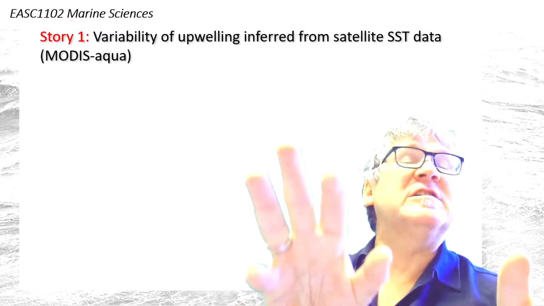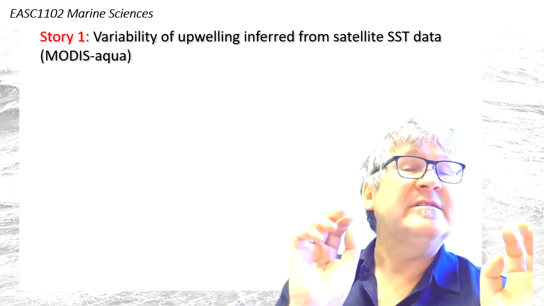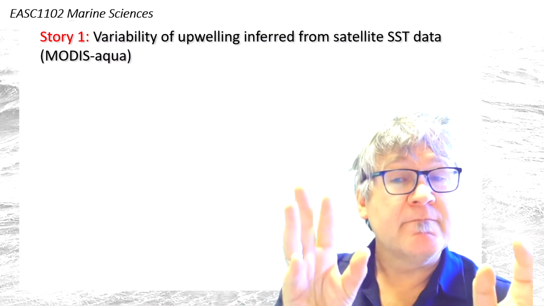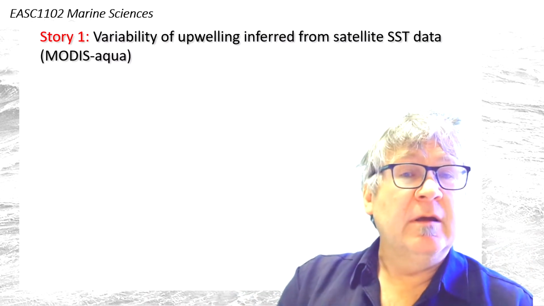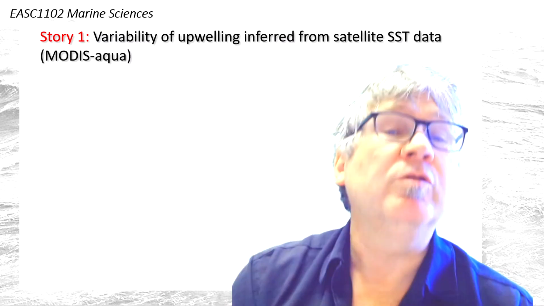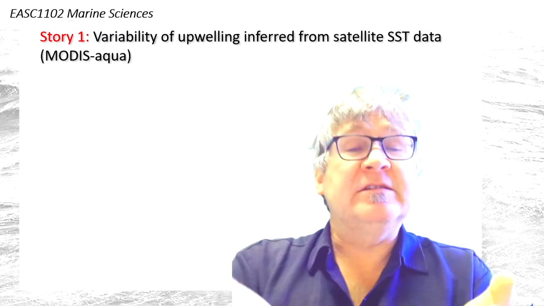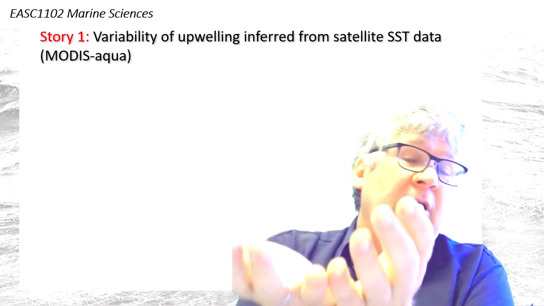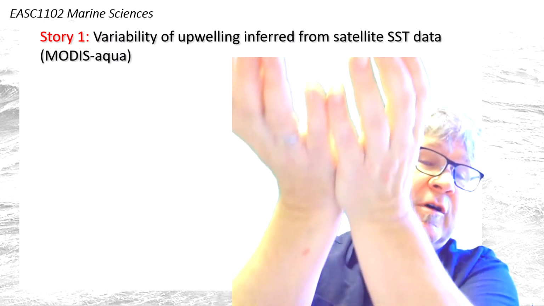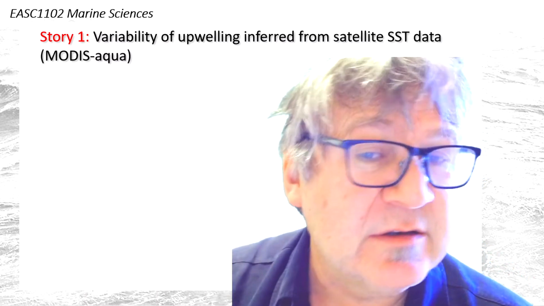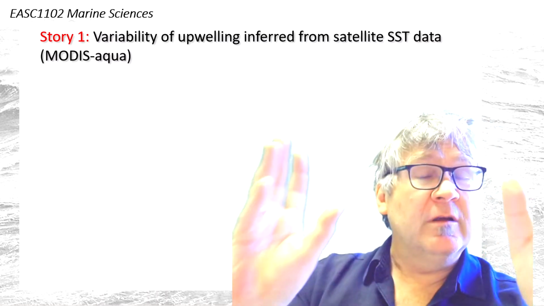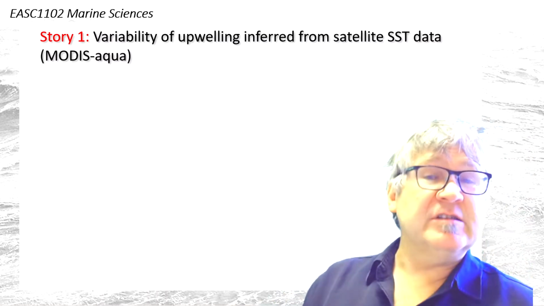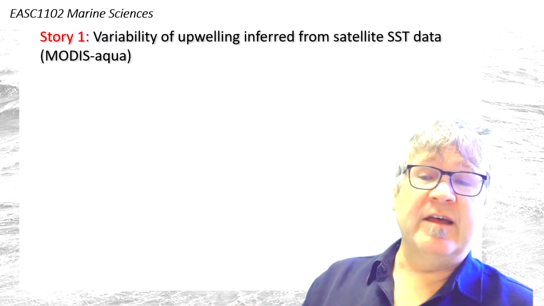So what we do first is we look at satellite sea surface temperature data. You know all about it. You can identify upwelling through the appearance of colder water at the surface, because upwelling is a vertical movement of colder water to the surface, and you can see these. So let's look at 4 subsequent years of March values.